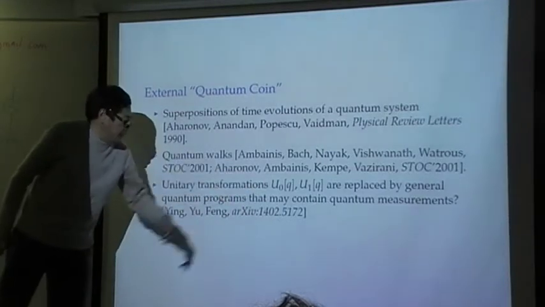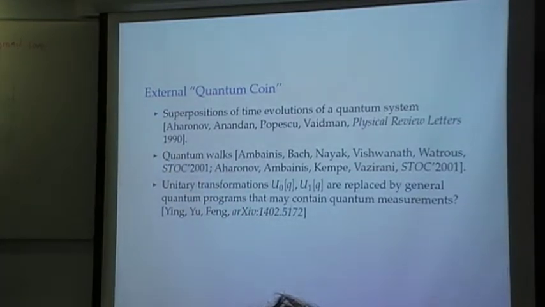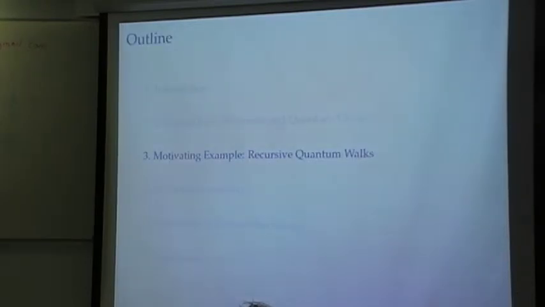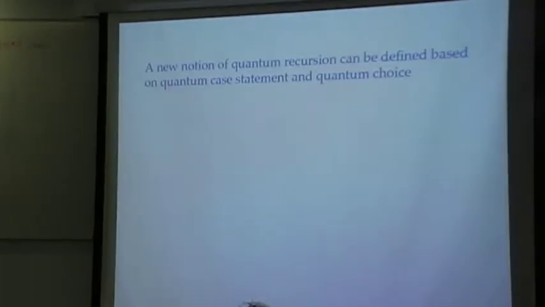But here U0 and U1 are unitary operators. If U0 and U1 are replaced by general quantum programs that may contain some quantum measurement, then the semantics of this quantum case statement is much more complicated. If you are interested in that, then you can look at the paper already put on the arXiv. Okay, so now we have the quantum case statement and also quantum choice.